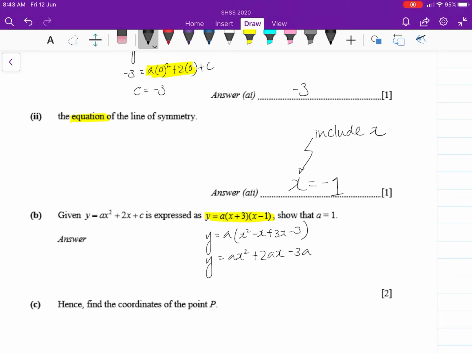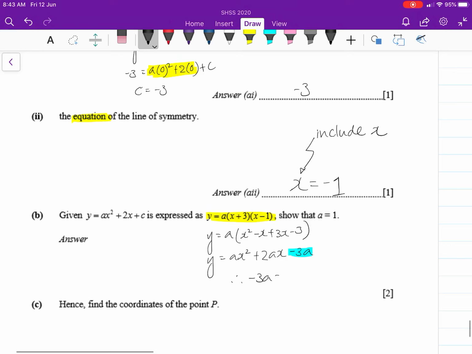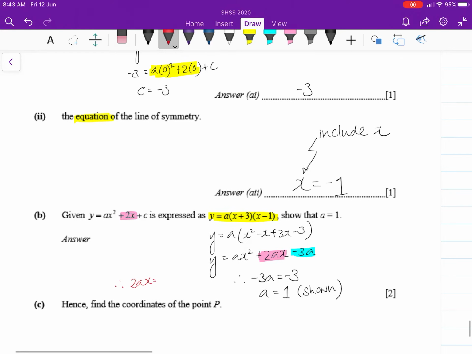Okay, obviously a is 1 because we already know that c is minus 3. So this, therefore, minus 3a should be minus 3. And a is definitely 1. Shown. If you don't like, you can use this as well. 2ax is 2x. Alternatively, you can do, therefore, 2ax is 2x. So a is definitely 1. Shown. Either way, you have to expand the equation above.